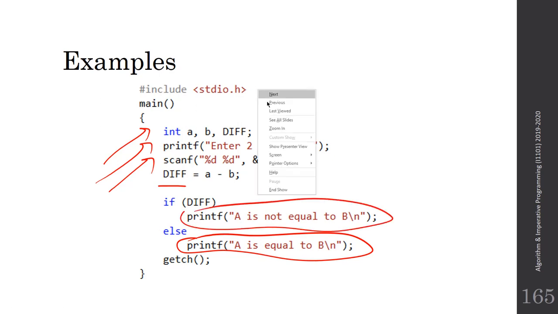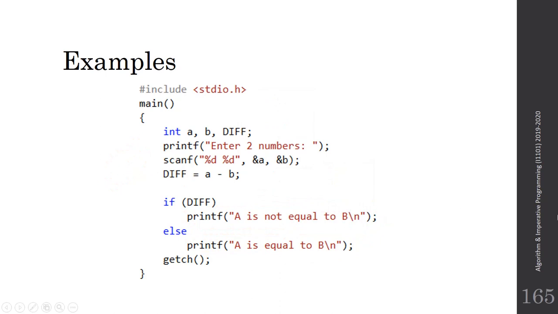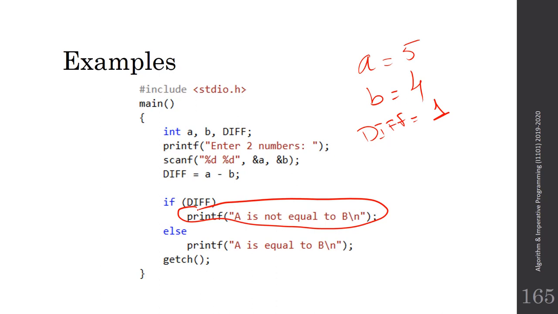Let me erase and let's take the same example as earlier. Let's say A is equal to 5 and B equal to 4. So the user enters 5 and 4. 5 goes into A and 4 goes into B. So in diff, we will have A minus B, so we will have 1. Is 1 equal to 0 or not? It's not equal to 0, it means that it's true. So we will execute the block 1. So we will write on the screen A is not equal to B, which is obvious.